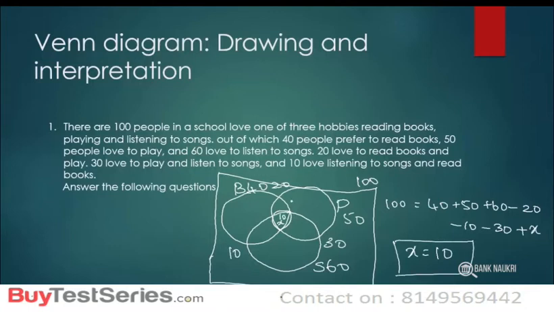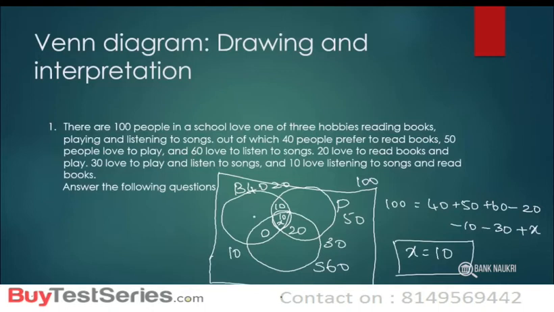Let's now start filling inside the circle. We have 10 here. So 20 minus 10 will be 10 again. So 10 will be this portion. We have 30 here. So 30 minus 10 will be 20, which is this portion. And 10 minus 10 will be 0. It will be this portion. Now we have marked the intersecting points.